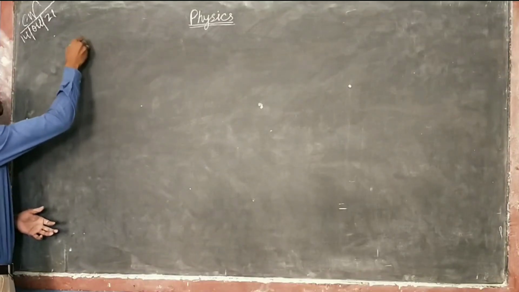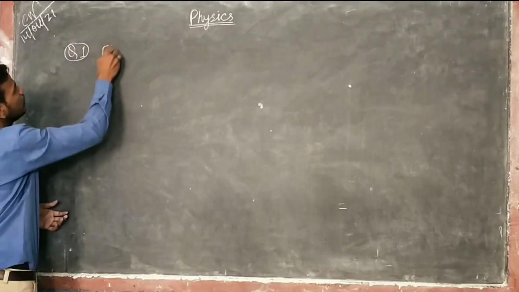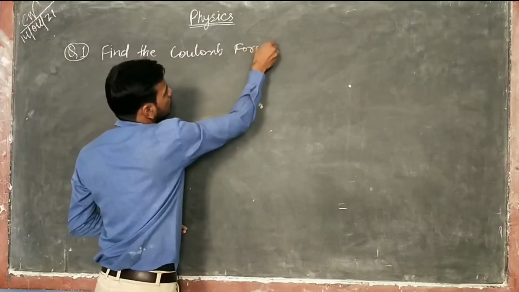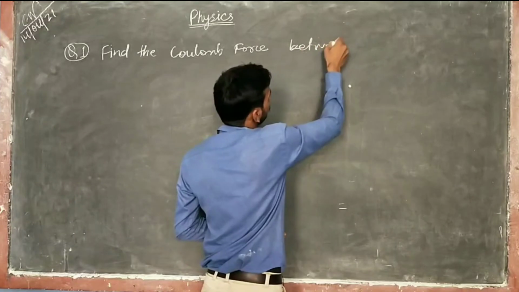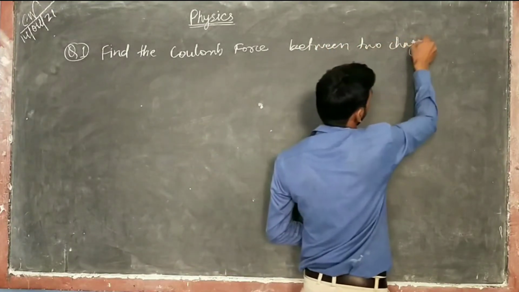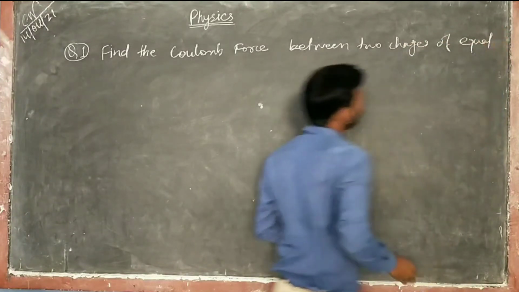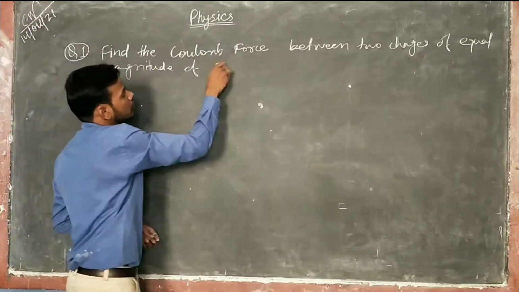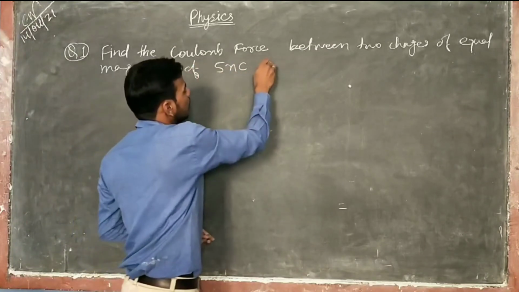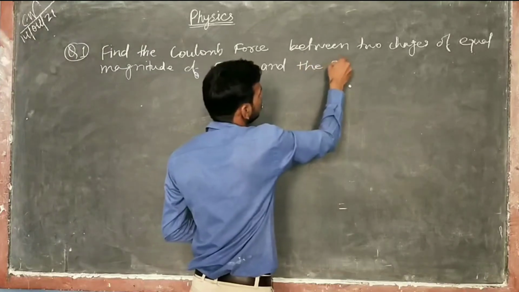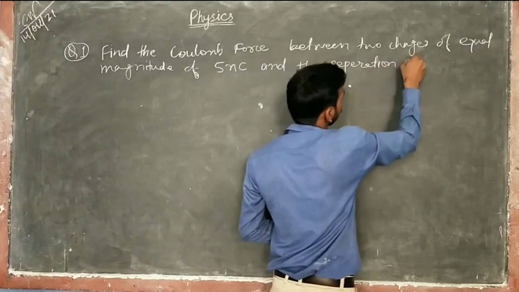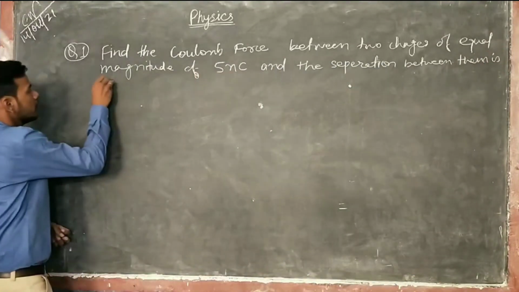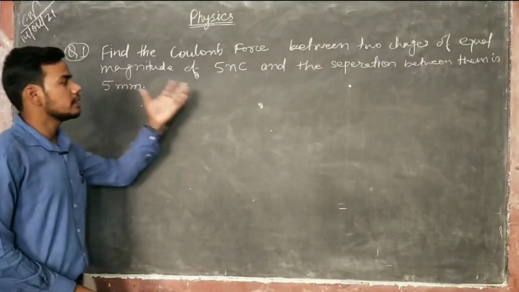Here I am taking the first example of Coulomb's law: find the Coulomb force between two charges of equal magnitude of 5 nanocoulomb, and the separation between them is 5 millimeter. Okay, let's have this question, guys.